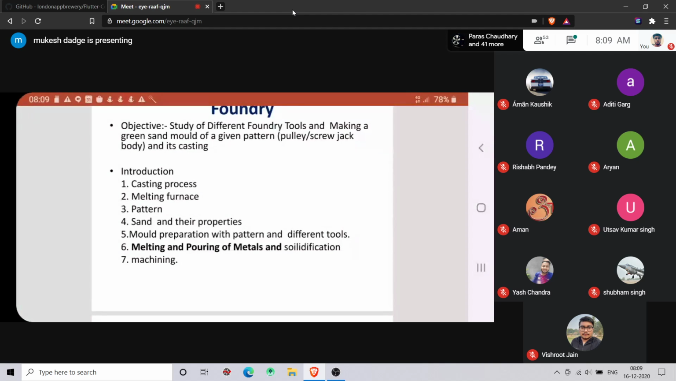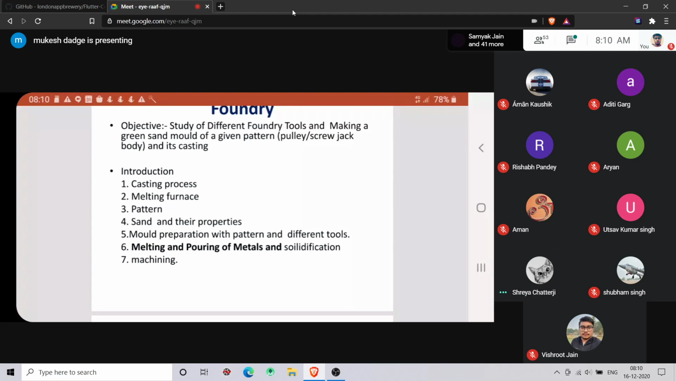The sixth point is melting and pouring of metal and solidification. The melting furnace is used for melting. We are using an induction furnace for the melting. Then we have to pour into the cavities, and you have to allow some time for solidification. After that we have to machine it.